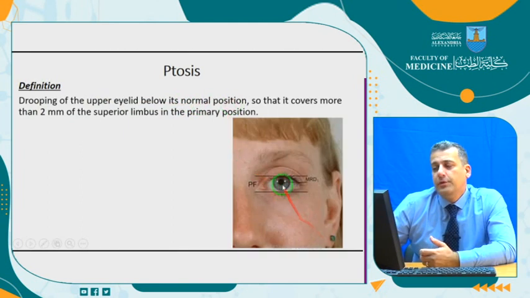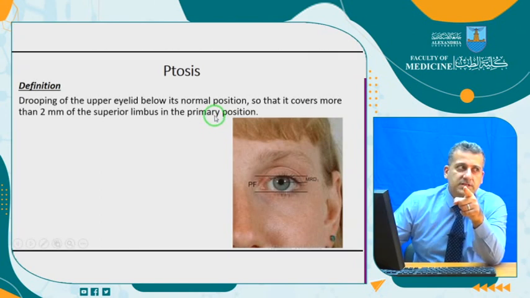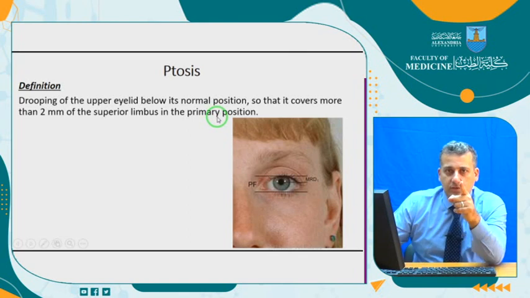As you can see here, the normal upper eyelid covers about 1 to 2 millimeters of the upper part of the cornea. So the normal upper lid is not above the limbus, it's not above the cornea, it covers 1 to 2 millimeters of the upper cornea, okay? So it covers up to 2 millimeters of the superior limbus in the primary position. What is the primary position? It is the position when the patient looks straight ahead at you. It's not looking to the side, not looking up, not looking down. The primary position is when I look straight into the doctor's eye or straight in front of myself.